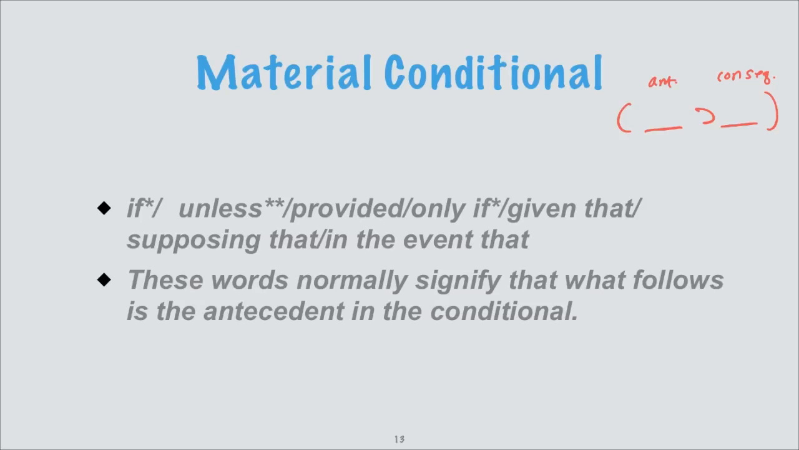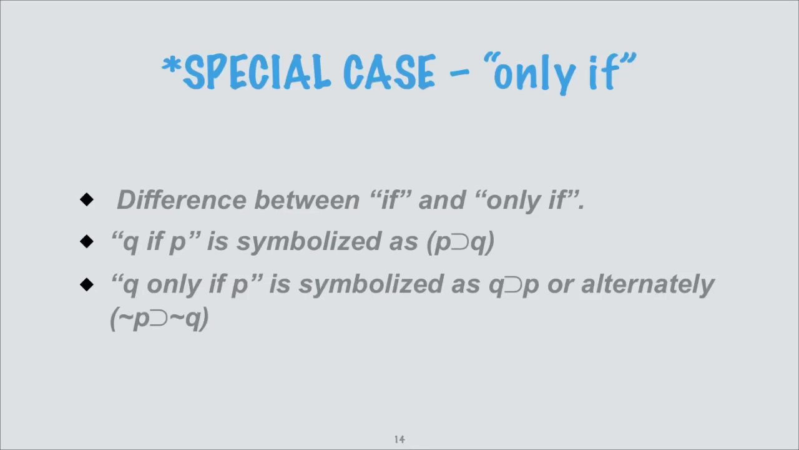What follows the if is going to be the antecedent. The only if is a special case, and the unless, as I mentioned already, can be translated as an or and has its own special flipping that we have to do when actually doing the translation. So the only if is the first special case, the difference between if and only if. If I say Q if P, as I mentioned before, what follows those words is normally the antecedent. So P would be on the left side and Q on the right. So Q if P is symbolized if P then Q. That's pretty straightforward.